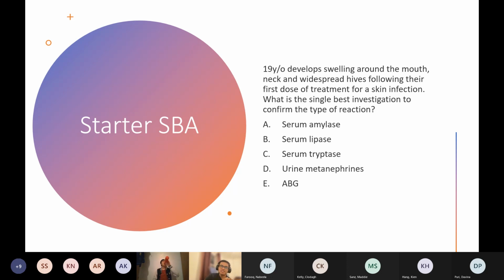To be fair, it's impressive. Someone got it right, having not seen the question. Pretty good, 1 in 5 chance. A few more seconds, let a few more people answer. Ooh, okay. So there's a bit of a split. So the correct answer is serum tryptase, and we'll go through what the other answers show.